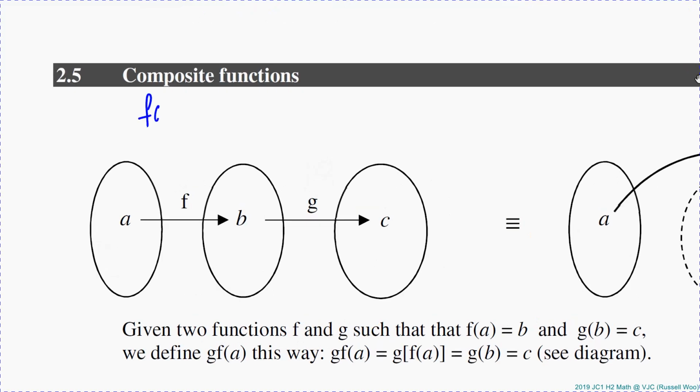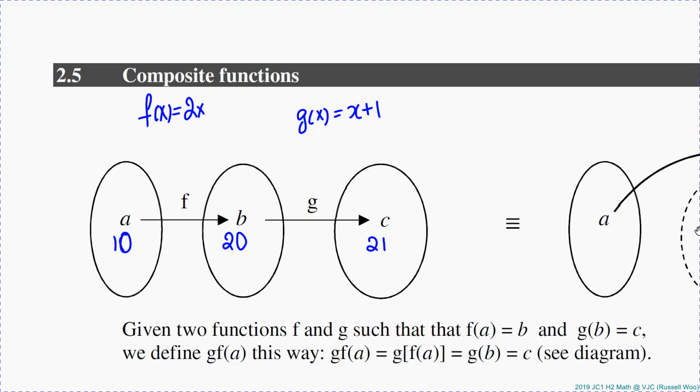What if f(x) is 2x and g(x) is x plus 1? Now f is a function such that you multiply all the numbers by 2. g is a function that you add 1 to all the numbers. If I have a number 10, clearly under f I'll get 20. Then I put 20 into the function g, I'll get 21.